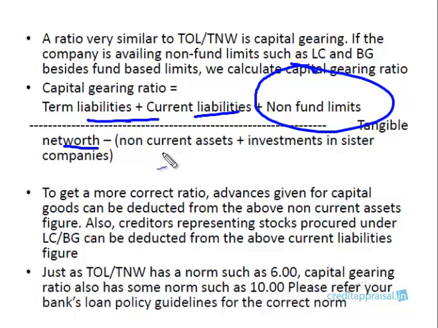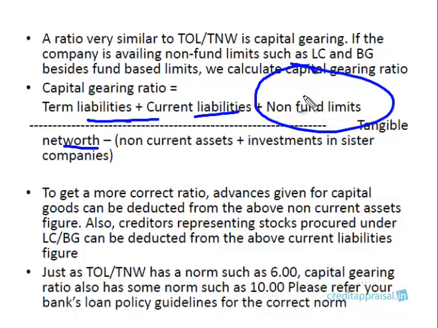From net worth you have to deduct the non-current assets and investments in sister companies, because technically these are not part of net worth. Sometimes what banks do is that stocks procured under LC can be deducted from these current liabilities, because otherwise you end up deducting that twice. That is an advanced issue, but you can basically follow this formula. If you understand why we're doing this, and you have the information on LC creditors, you can deduct that from current liabilities and then go ahead with adding back the non-fund limits. You can do that only if you understand that point.